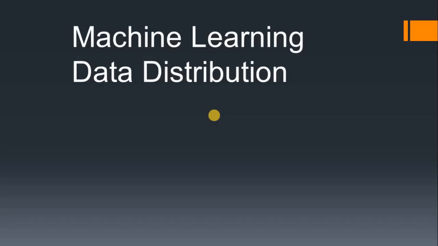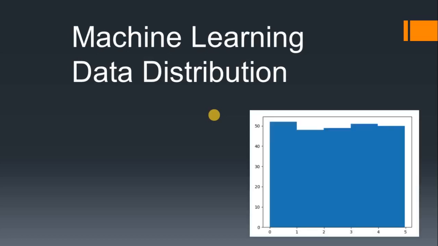Hello watchers and subscribers. Now we are in the next tutorial of machine learning, and here our topic is data distribution. Suppose we already have a set of values, then how can we understand the values by using visualization? That we will see in this tutorial. And this is what the histogram means.